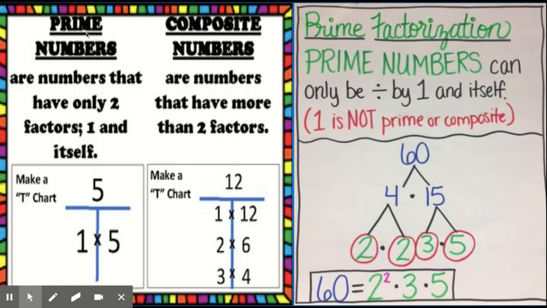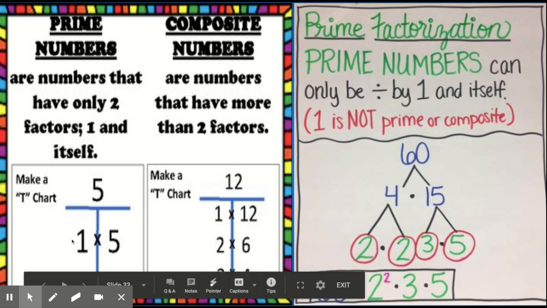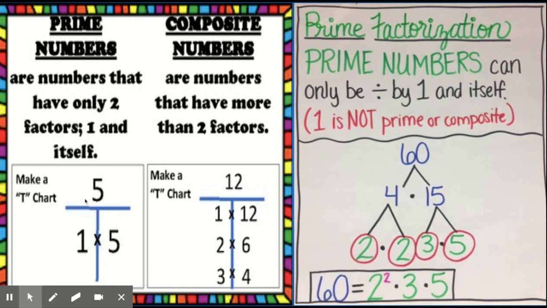A prime number is a number that only has one set of factors. So like the number 5 is prime because the only way you can make 5 in multiplication is 1 times itself. So a prime number is a number that can only be made through multiplication with 1 times that number. So 3 is prime, 5 is prime, 7 is prime, 11 is prime.